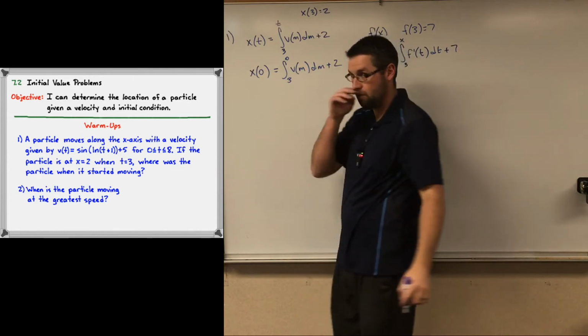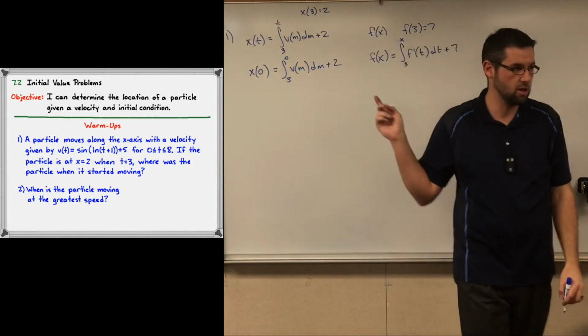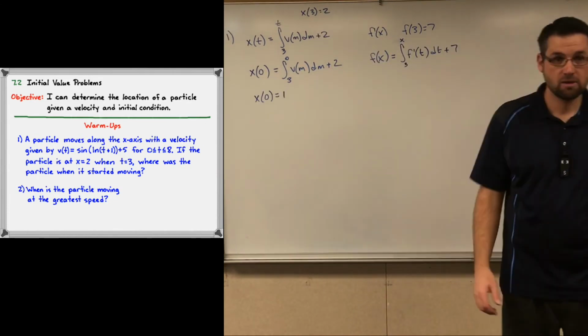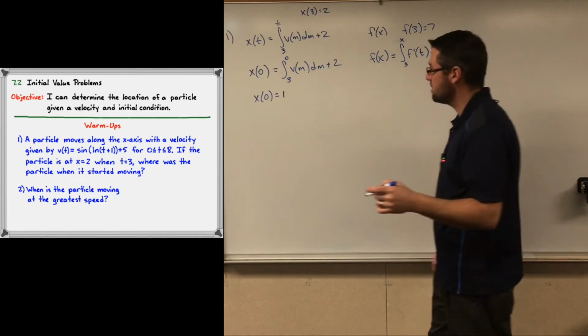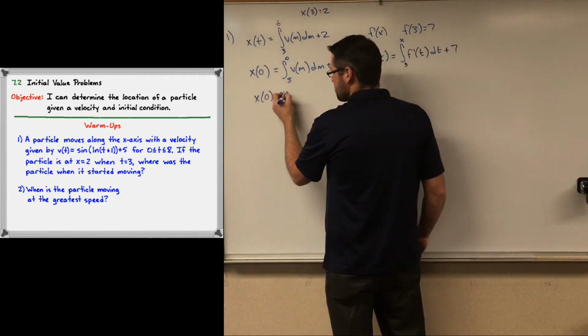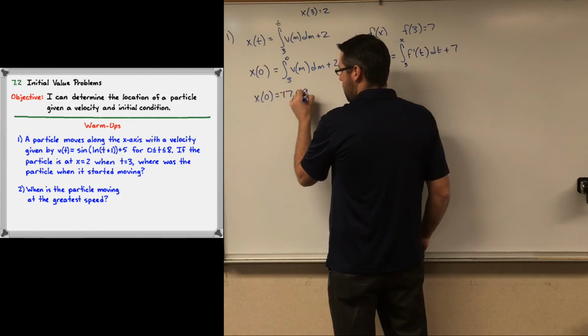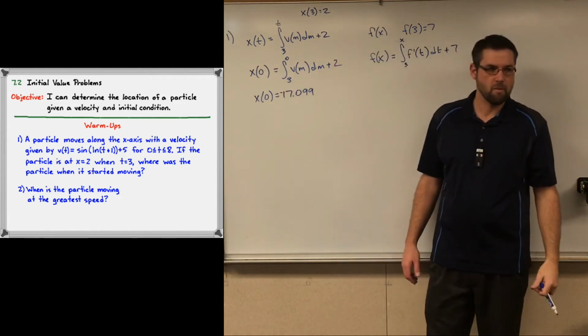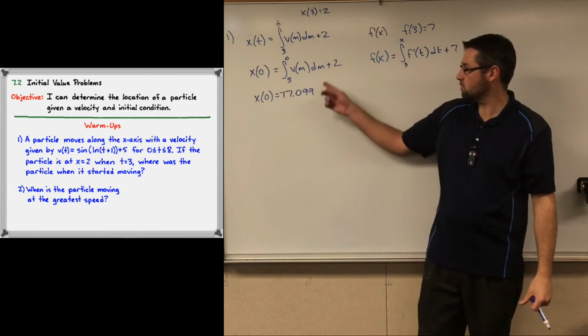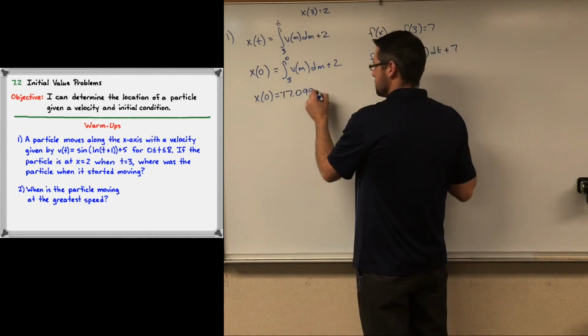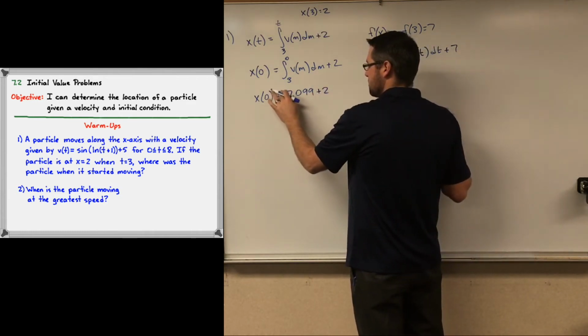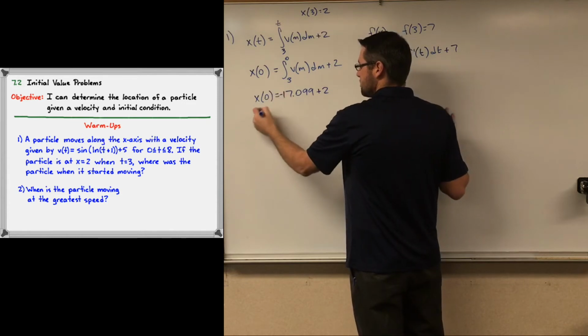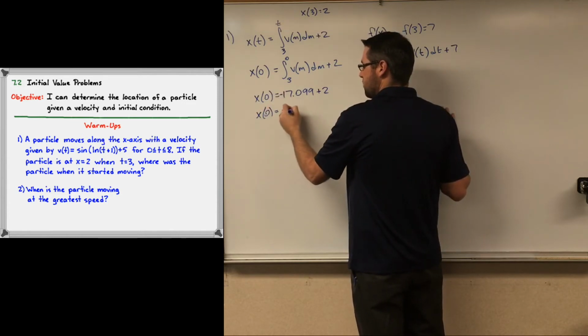So if you didn't do it, do it. What is x of 0? Plug that in your calculator, get an answer. It is negative. Negative what? 17.0991. Is that right? So plus 2? Yeah. Okay. So x of 0 is negative 15.099?